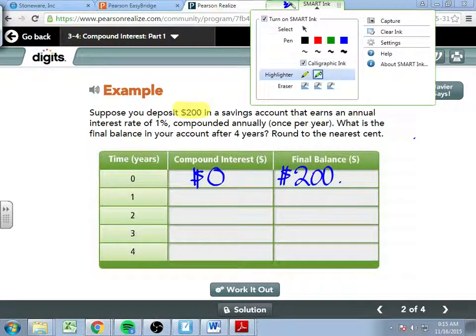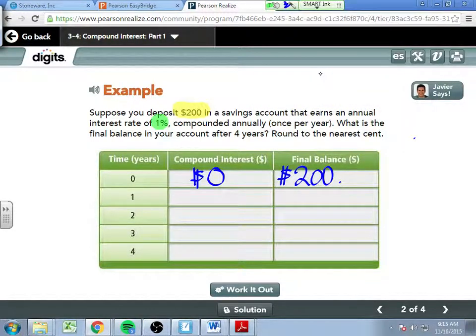Now my annual interest rate is 1%, compounded annually, once per year. What is the final balance of your account after 4 years? You gotta do this 1 year at a time. We've not yet dealt with the formula for doing this multiple years at a time.